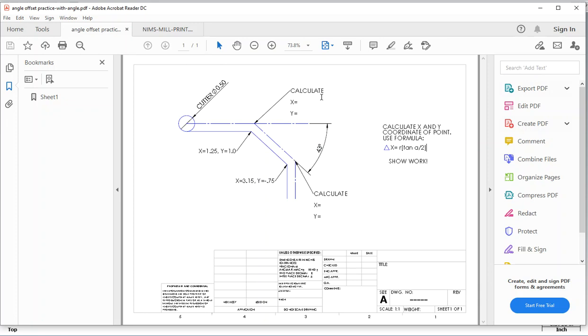Okay, now the x we have to calculate using our formula. So r tan a over 2. And so our angle is 43 degrees. So we take 43 degrees, divide that by 2, which is 21.5. We take the tangent of that and then multiply it by the radius of the cutter, right? So the cutter is a 1/2 inch end mill, so the radius would be 0.25.